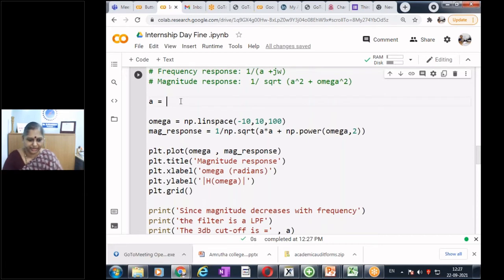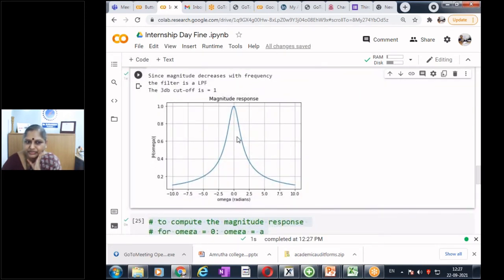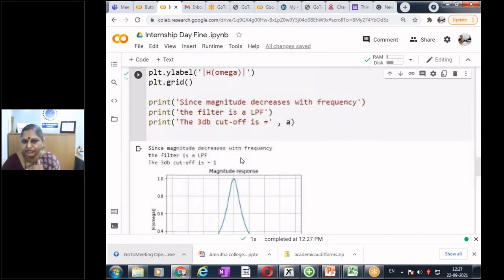As I increase A, suppose I make it 1 instead of 0.2. Then what happens? How is my frequency response? This is my frequency response. Look at A equal to 1. This value is going to be 0.707. This is 1, and 0.707 times this is 3 dB down. So my cutoff frequency of the filter is A equal to 1.